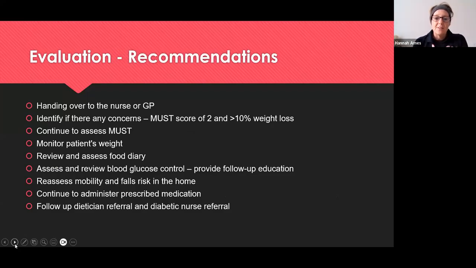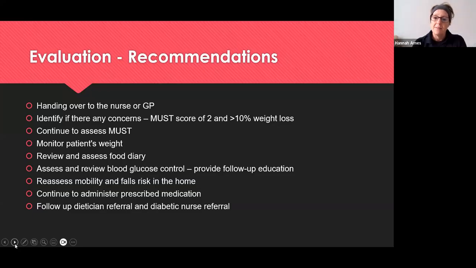So key recommendations, so our main area of concern is the MUST score of 2 and the greater than 10% weight loss, which is a significant weight loss. So we'd want the following nurse to continue to assess the MUST, to continue to monitor the patient's weight, to review and assess that food diary, again, to assess and review the blood glucose control and provide any follow-up education.